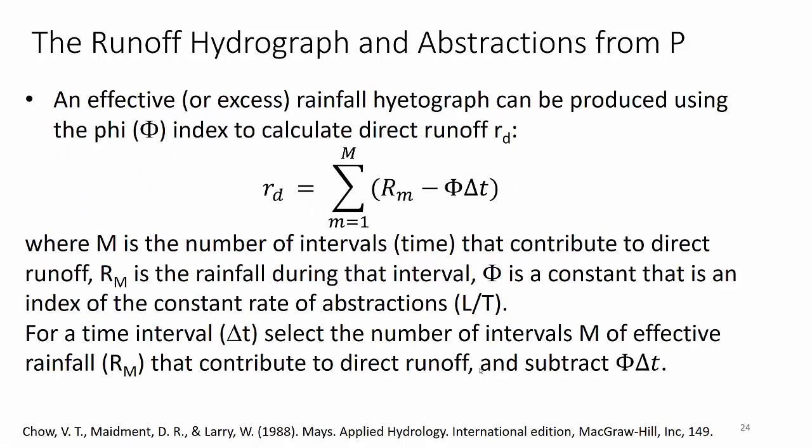So M is the number of intervals that contribute to direct runoff. R sub M is the rainfall during the interval. Phi is a constant that is an index of the constant rate of abstractions in length over time, inches per hour, millimeters per hour. For time interval delta T, select the number of intervals M of effective rainfall, R sub M, that contribute to direct runoff. And then you subtract phi delta T.